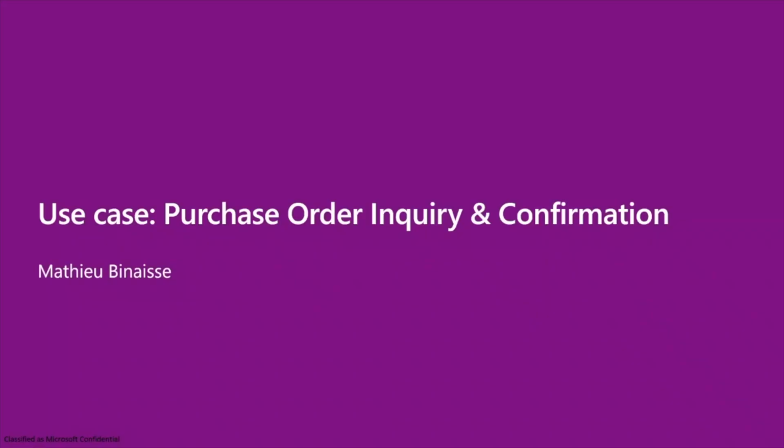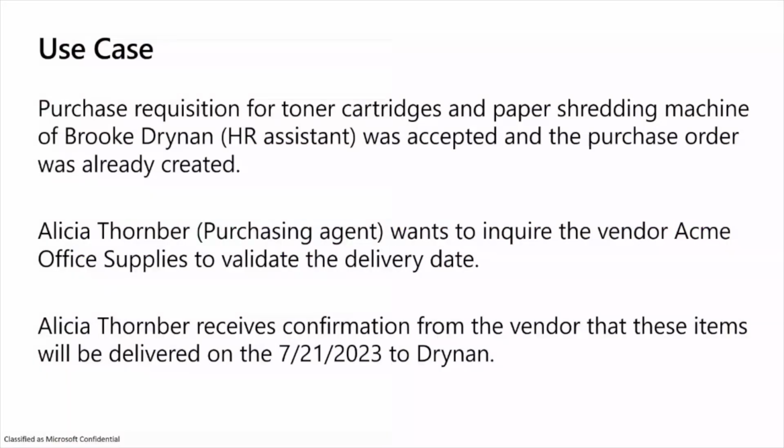Let's jump into the scenario of purchase order inquiry and confirmation. So in this case, I will have one use case. The purchase requisition for toner cartridge and paper shredding machine of Procure was accepted and the purchase order was already created. So Alicia Sandberg, purchasing agent, wants to inquire the vendor Acme Office Supplies to validate the delivery date. So Alicia Sandberg receives a confirmation from the vendor that these items will be delivered on the 21st of July.